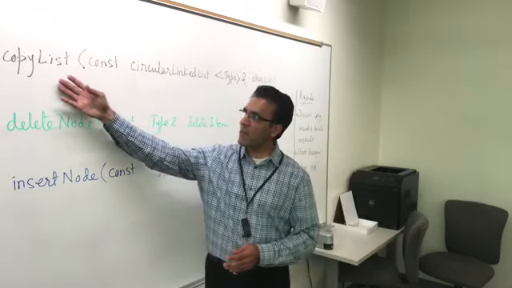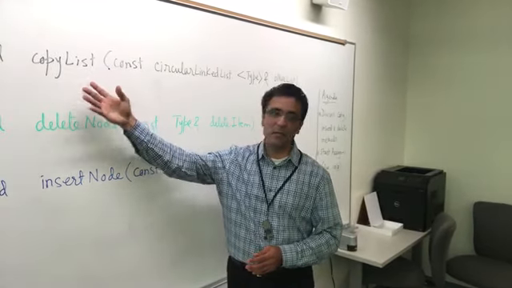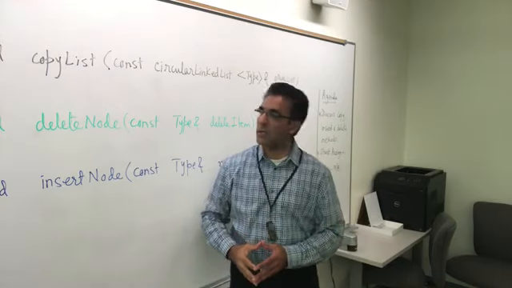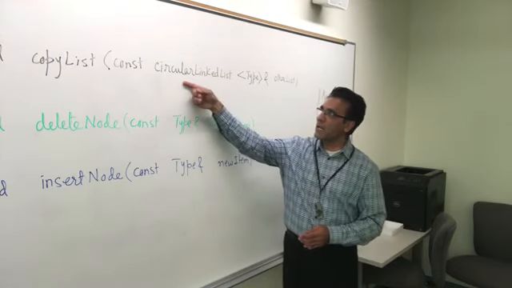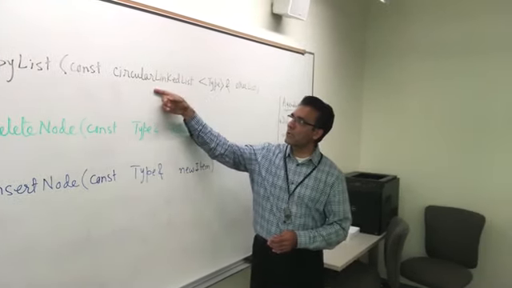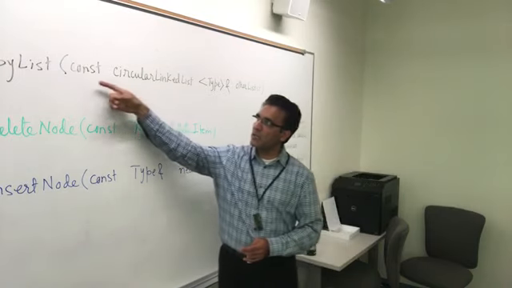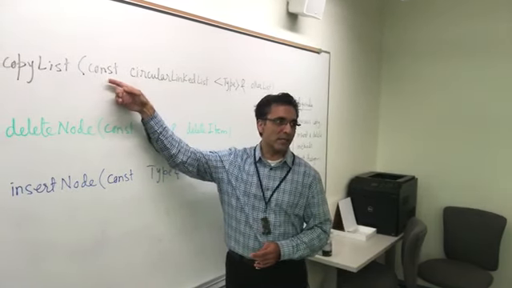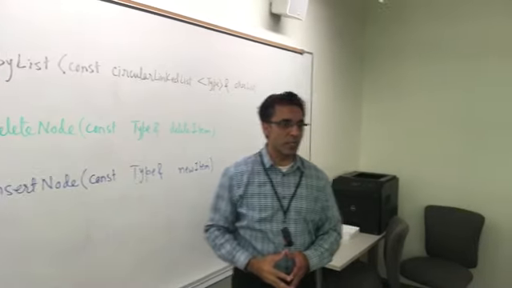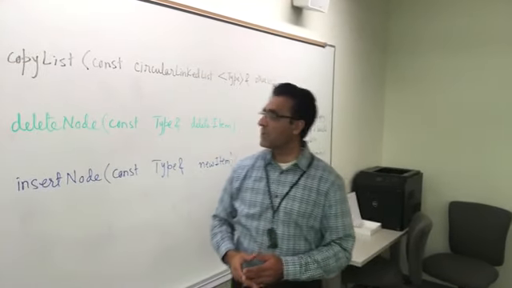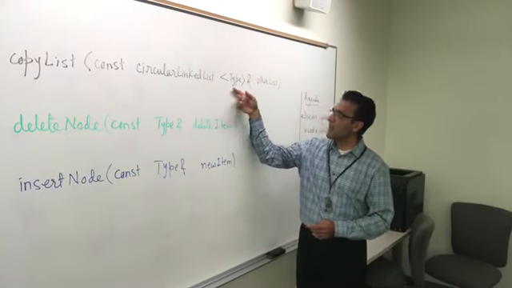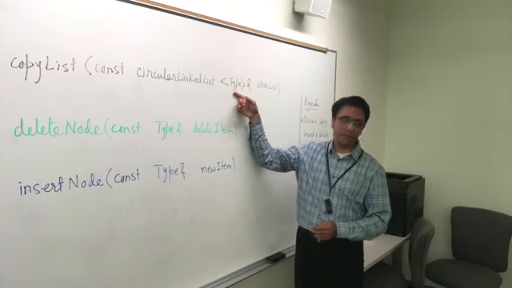So here's the name of our method, copy list. Again, that's the method name. You can call it anything you like. And this is the name of our class, circular linked list. Notice that there's a keyword here, const, which means this method is not designed to change anything. It's a constant method.